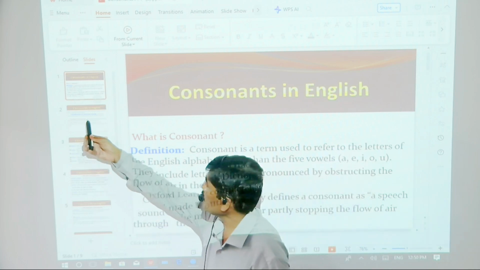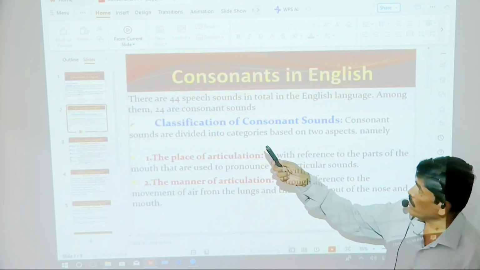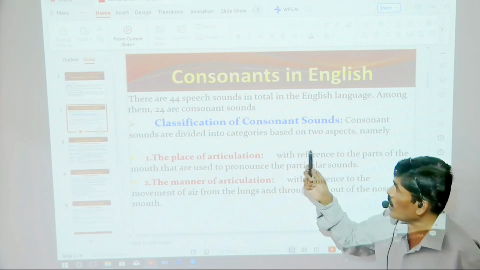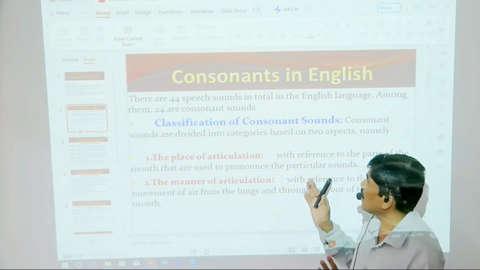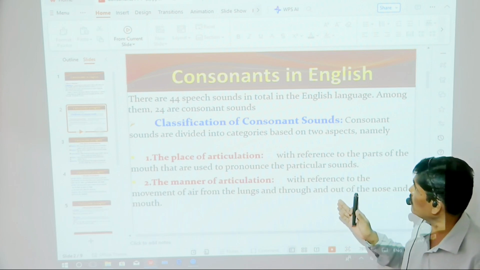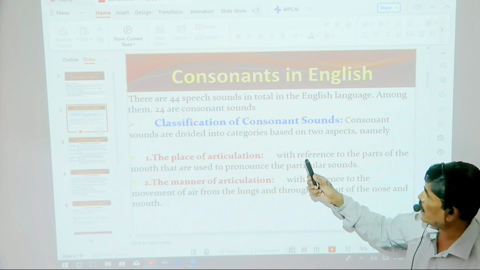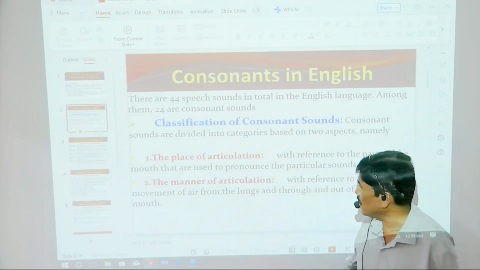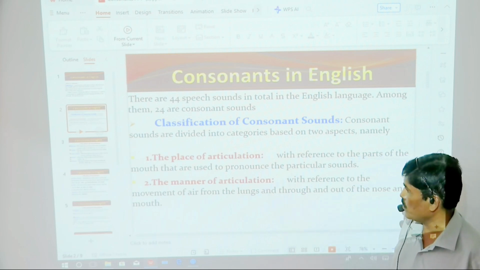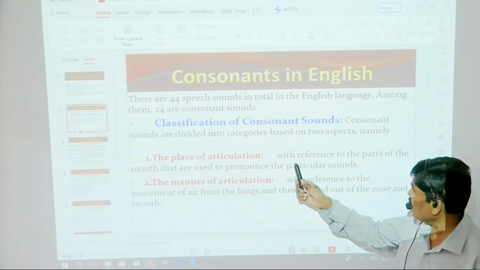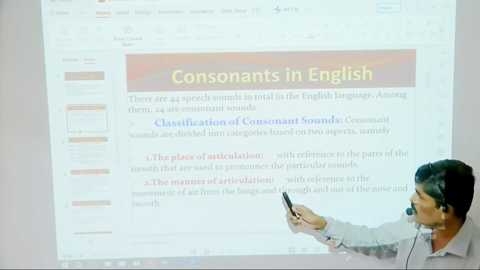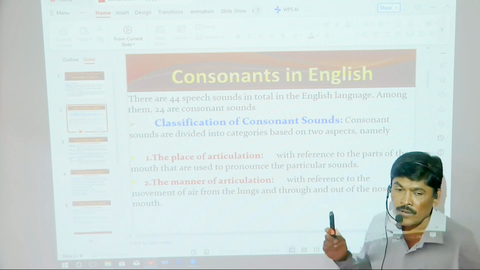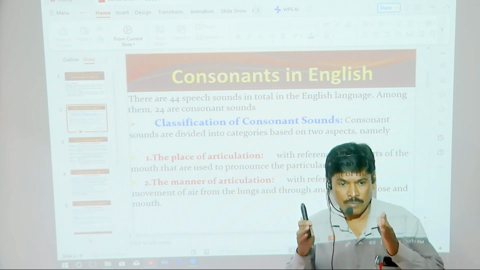Now see, we have seen that there are 44 speech sounds in English. Among them 24 are consonants. These 24 consonants are classified into different sounds. Consonant sounds are divided into categories based on 2 aspects, namely the place of articulation and manner of articulation. Place of articulation refers to the parts of the mouth that are used to pronounce the particular sound. Means where these consonant sounds are produced.